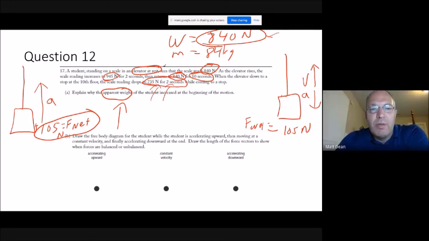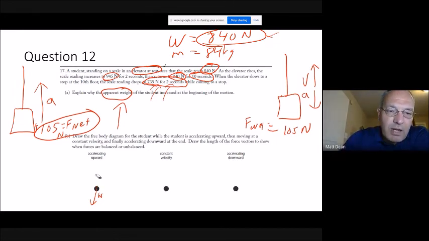B, draw the free body diagram for the student while the student is accelerating upward, then moving at constant velocity, and finally accelerating downward. So when he's moving upward, his weight is still acting this way. And then there's an elevator force. We could just think of it like a tension.